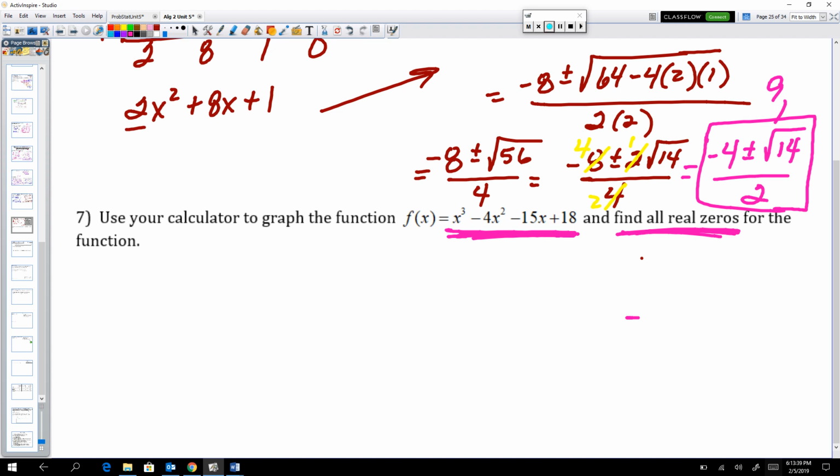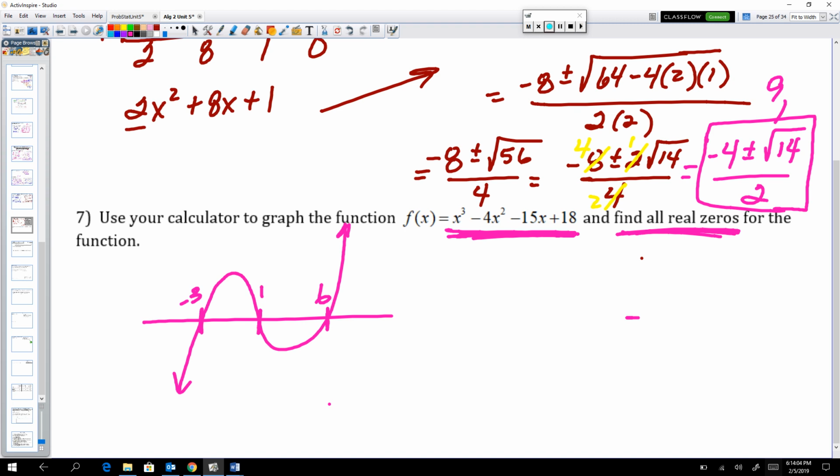Hopefully you see zeros, and it should look like this, right, in general. Hopefully you see zeros in 3 places. You see cut-through zeros, not bounces or slides. And you should see them at negative 3, 1, and 6 on your calculator. So those are the real zeros for this function.